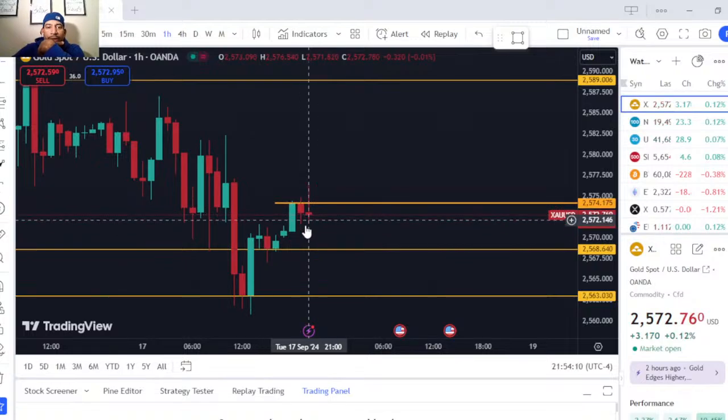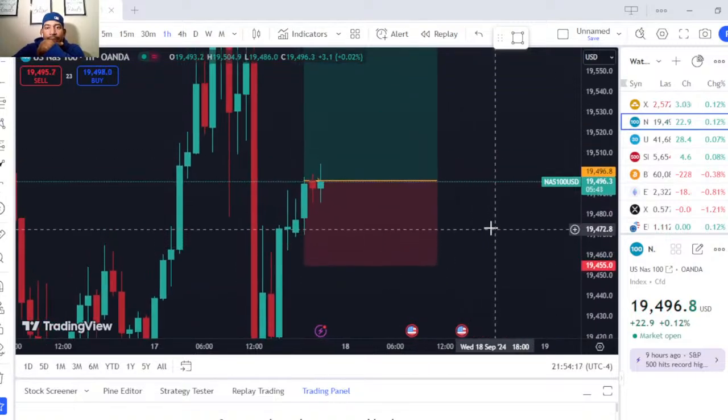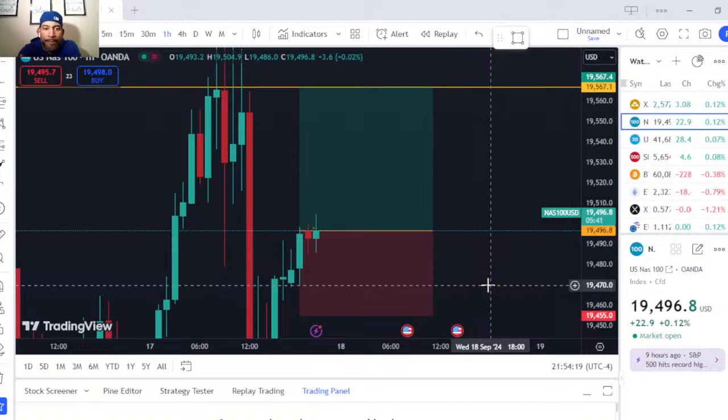Gold might close bearish here. We might get a push down. Probably take the NASDAQ with it though.